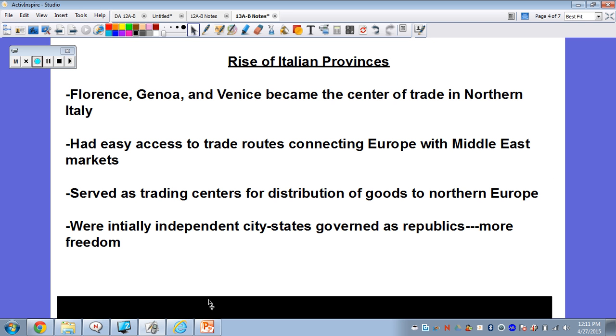They're also going to be, as we said, distribution points for goods to Northern Europe, and they're initially independent city-states governed as republics. They have more freedom. There's no overarching Italian government at this point in time, so each of them has their own government. They each have their own tax laws. They each have the ability to set their own trade tariffs in whatever way they see fit, which allows them to make trade more efficient, faster, and cheaper, which makes them centers for trade.